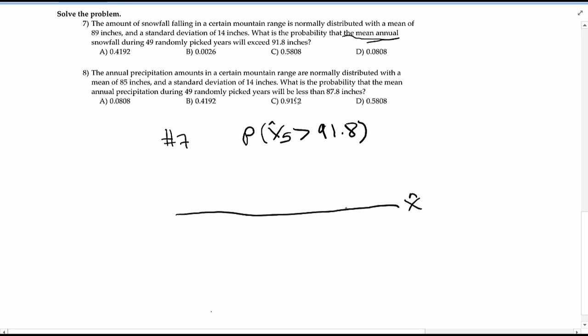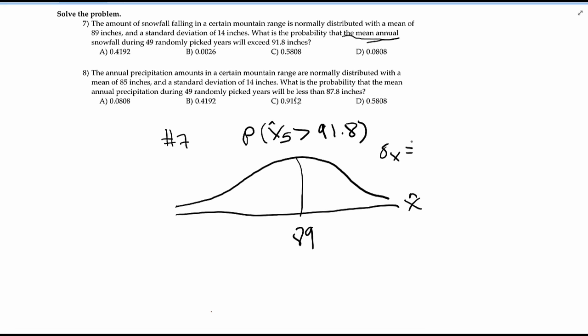But what do we know about sample means? That's when the central limit theorem comes in. We know that sample means are normally distributed with a mean equal to the mean of the population that they came from. This came from a population that has a mean of 89. What is different is the standard deviation. The standard deviation in the sampling distribution is equal to the standard deviation of the population where the data came from, which is 14 inches. But then we need to divide by the square root of the sample size, which is the 49 days.